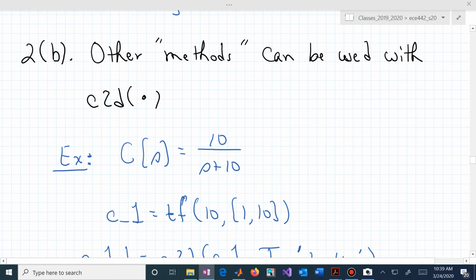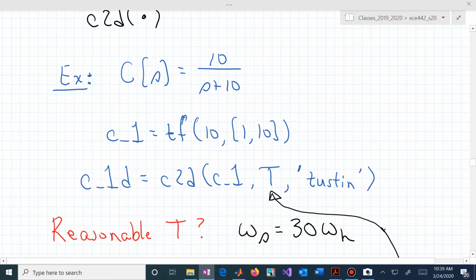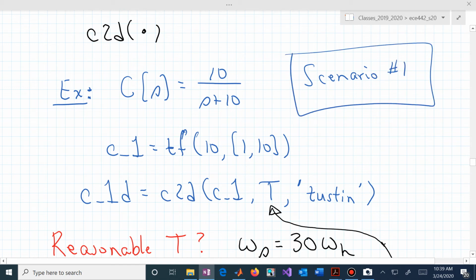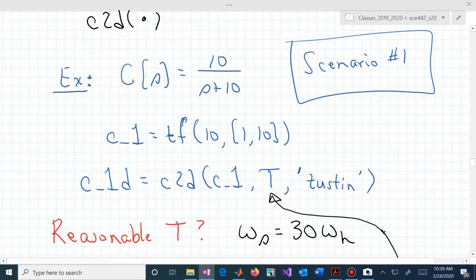Other methods can be used with c2d. Suppose we wanted to do, and now we're doing a discrete equivalent for scenario number 1, which is we're just trying to get a direct equivalent of the transfer function C of s to C of z. Suppose we now define that transfer function in MATLAB. We call it C_1. Let's say that's our first transfer function.